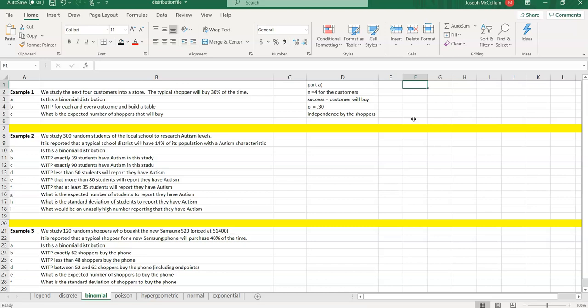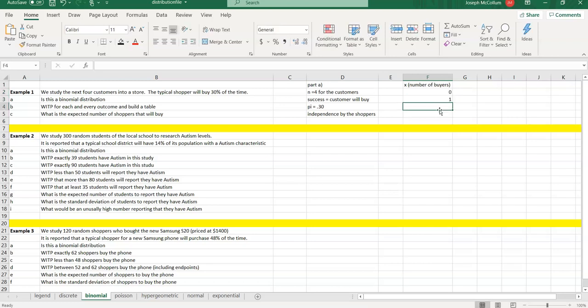What do I mean by that? Let's talk about it. So what is the probability for each and every outcome, and build a table? What do I mean by outcome? Well, we're studying 4 customers. So when we study 4 customers, and X is the number of successes, or the number of buyers, we'll call them, because we have all the customers, we don't know if they're buying or not. We can go through all the options. All 4 customers could come in. None of them buys the product.